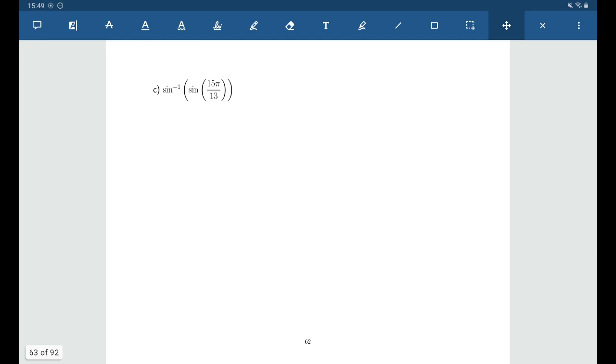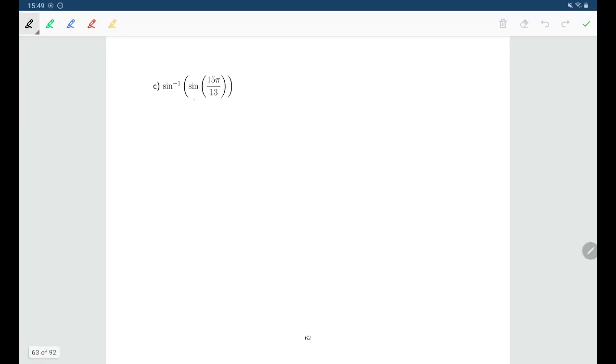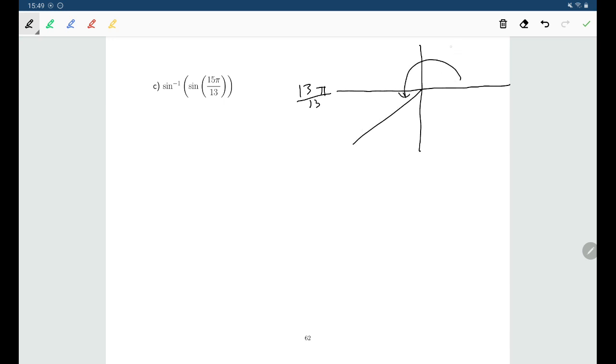Let's do one more here. So again, we've got an angle, 15 pi over 13. If I were thinking about where 15 pi over 13 is, remember that this is pi, which you could think of as 13 pi over 13 if you wanted to. So 15 pi over 13 should be a little bit past that. And so the reference angle then should be 2 pi over 13. Okay, so we know where the angle we're looking for is. Our angle happens to be in quadrant 3.